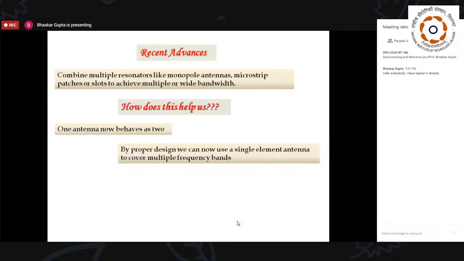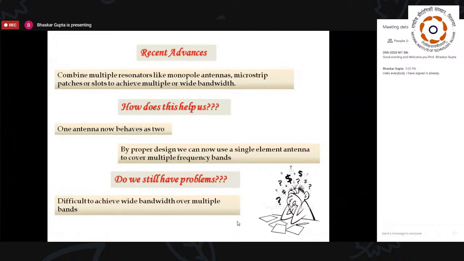Well, you see, combine multiple resonators like a monopole antenna and a microstrip patch to achieve multiple or wide bandwidth. Wide bandwidth will be achieved from multiple band antennas when the bands are brought sufficiently close to each other, so that, like the principle of staggered tuning, the two bands would merge and you'd be able to cover a large bandwidth.